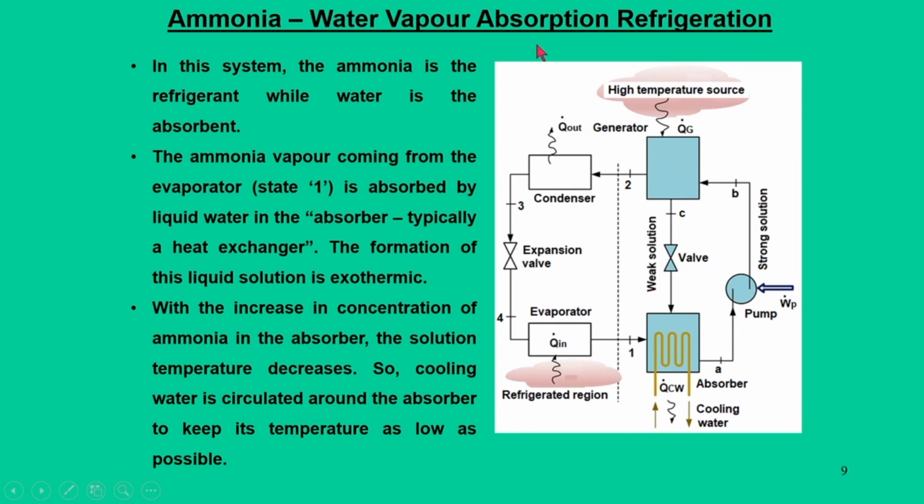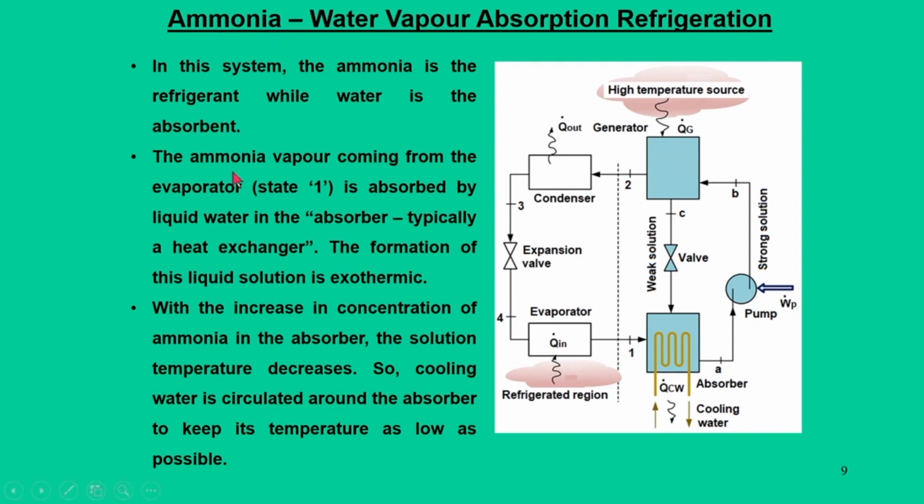An important thing when you see this ammonia water vapor absorption system is that ammonia is used as the refrigerant and water is the absorbent, because ammonia gets absorbed in water very quickly. So, you take advantage of that combination, and it can be used as a vapor absorption unit. Of course, ammonia is also a good refrigerant, so vapor absorption systems normally use ammonia as one of the refrigerants.